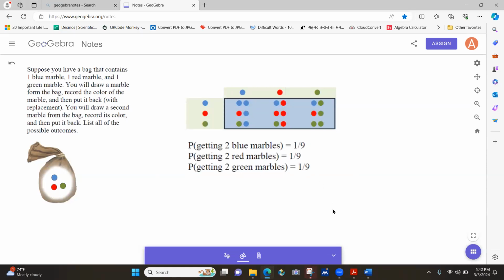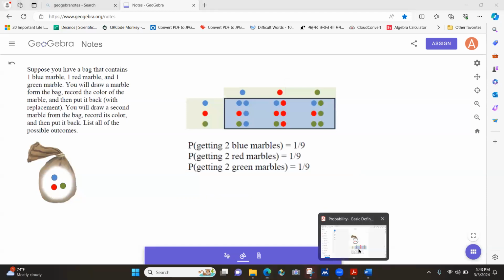What's the probability of getting 2 green marbles? 1/9 again. What's the probability of getting 2 marbles of 2 different colors? It's not marked here, but we can count it: 1, 2, 3, 4, 5, 6. It'll be 6 over 9, or 2/3.